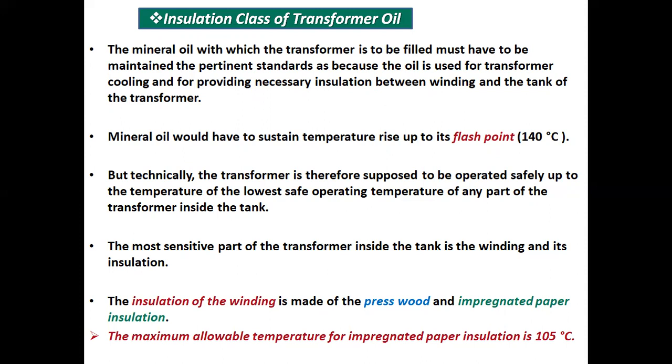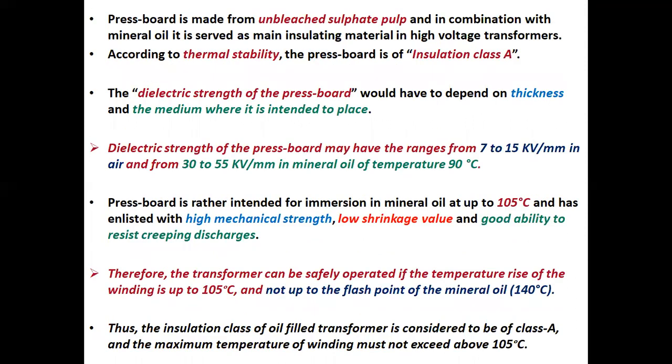The most sensitive part of the transformer inside the tank is the winding and its insulation. The insulation of the winding is made of pressboard and impregnated paper insulation. The maximum allowable temperature for impregnated paper insulation is 105 degrees centigrade. Pressboard is made from unbleached sulfate pulp, and in combination with mineral oil, it serves as the main insulating material in high voltage transformers.